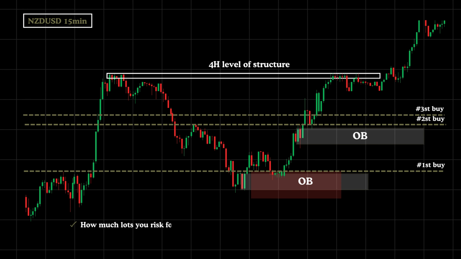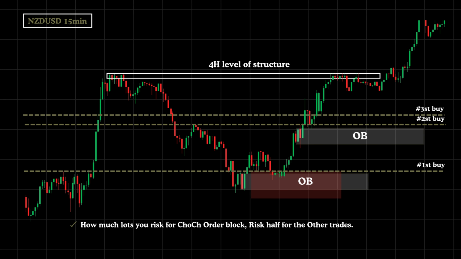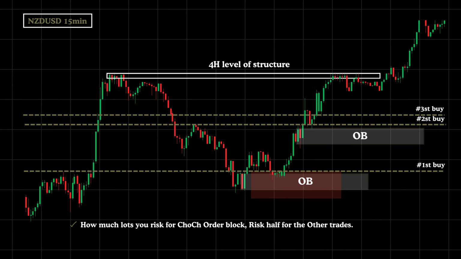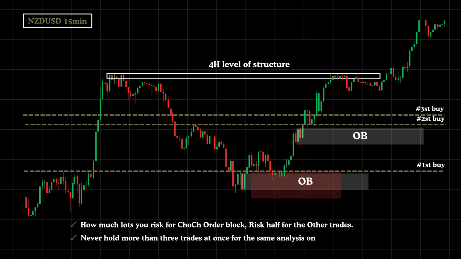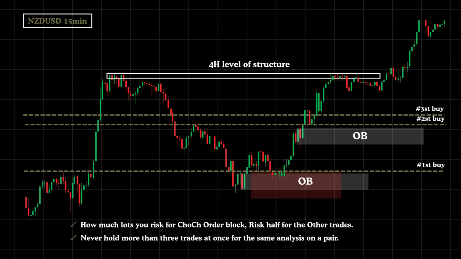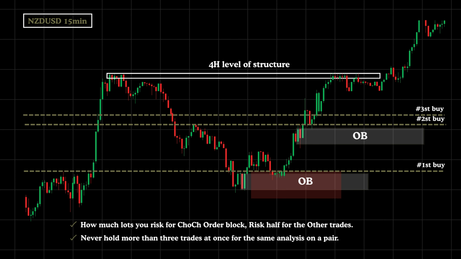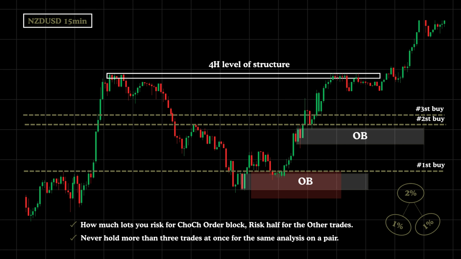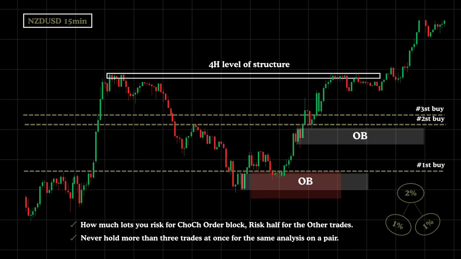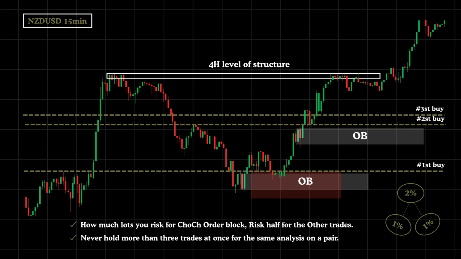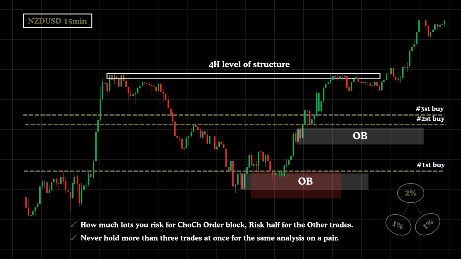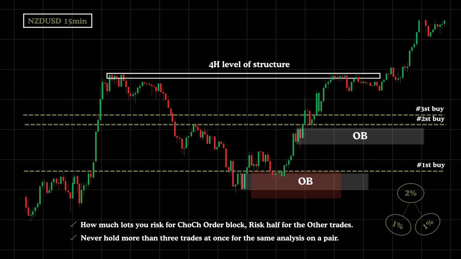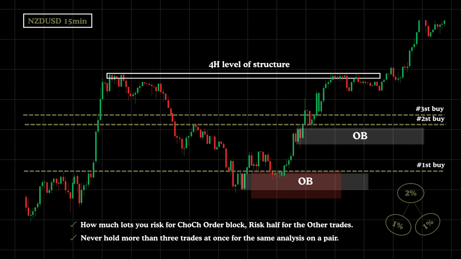Also, remember that whatever position size you risk on the initial change of character order block, you should risk only half of that size for the subsequent trades. And never hold more than 3 trades at once for the same analysis on a pair. For example, if you have a small account and decide to risk 2% on the first trade, then risk 1% on the second and third trades. This way, in the worst case scenario, you lose only 4% of your capital, but in the best cases, you can earn significantly more, which is how you practice smart risk.